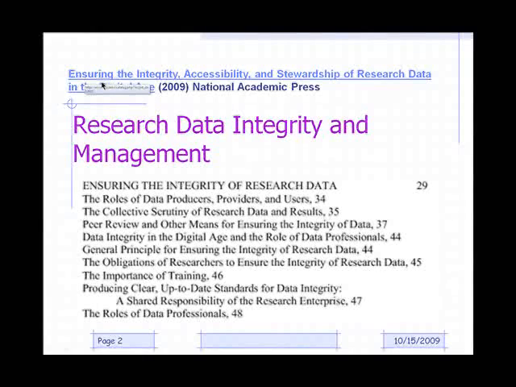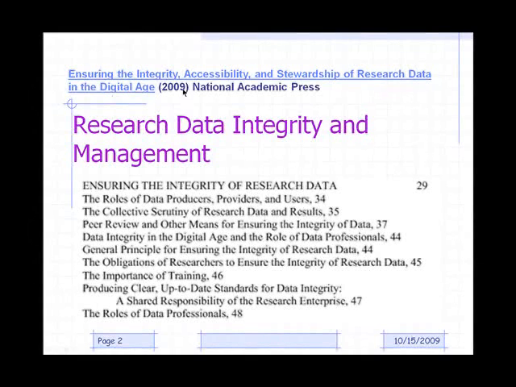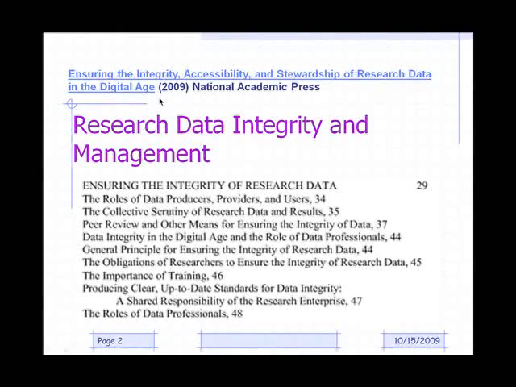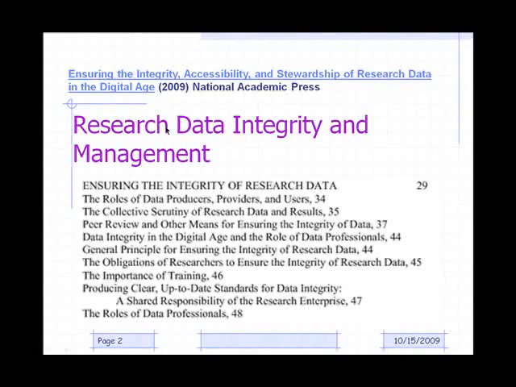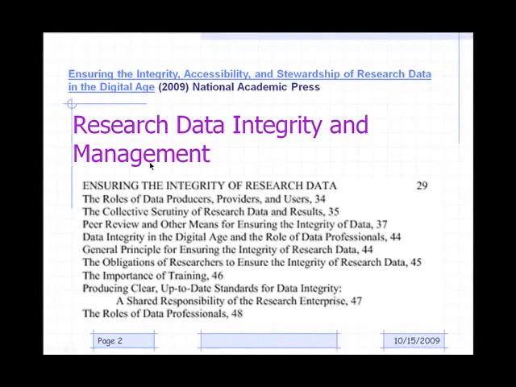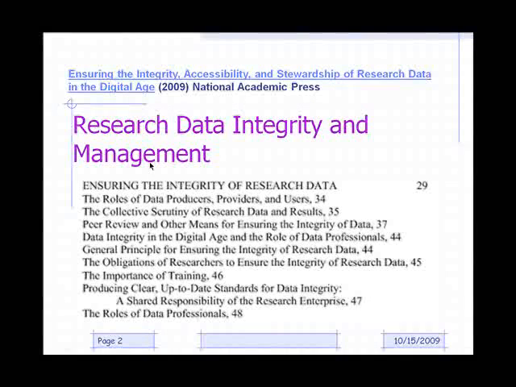But anyway, this is still very much the same: ensuring the integrity, accessibility, and stewardship of research data in the digital age. So data is data, but the format of data for GLP and GCP is going to be different than what you might be accustomed to recording for your general research activities under an NSF or NIH grant, or something like that.